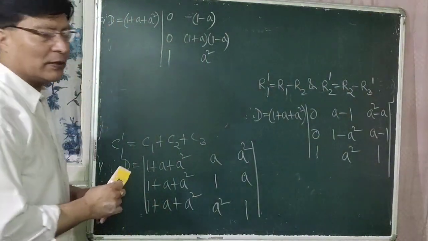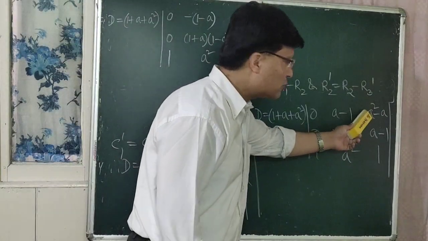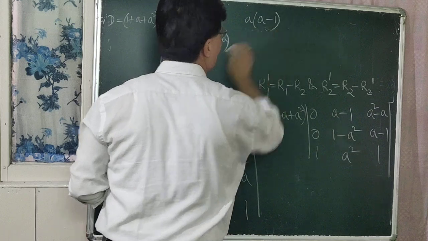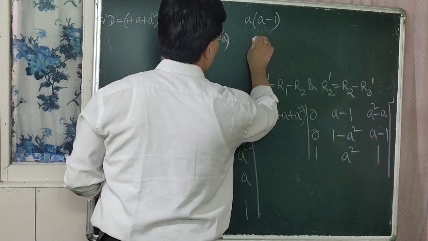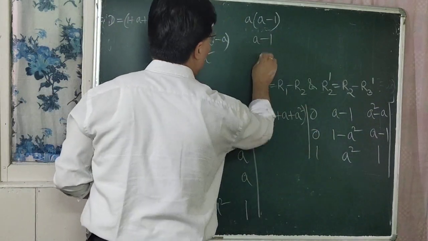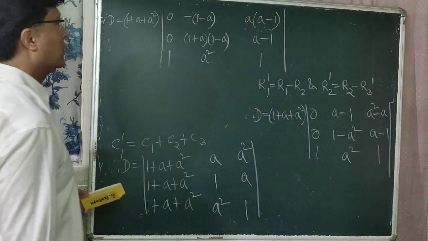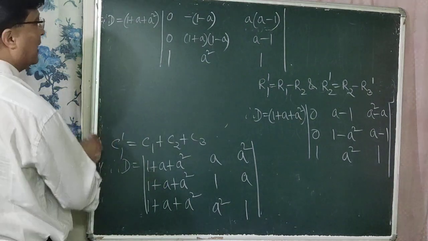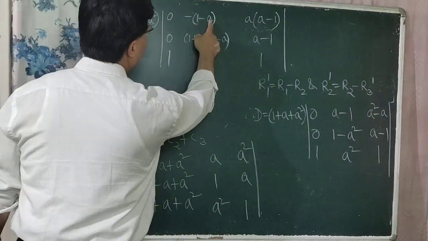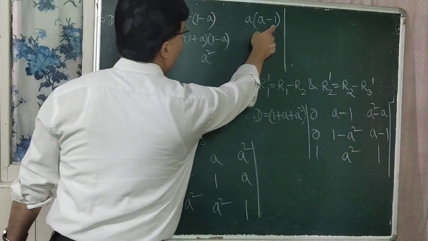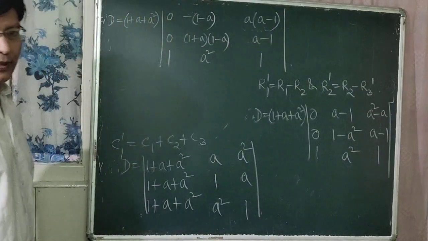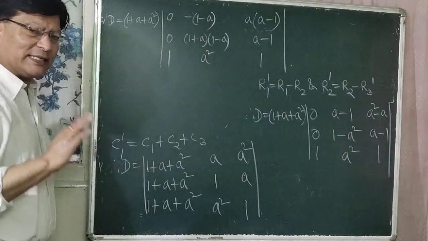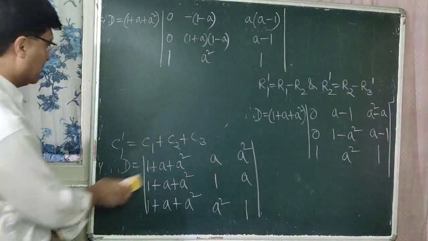Next, what is the third column now? A square minus A. A is common, so A is common within bracket A minus 1. Then write down A minus 1. Then write down 1. Is that right? Okay. Next, now here 1 minus A has come, we make this also 1 minus A by taking minus common. Or we can make it A minus 1, but if we don't change this one, we change only one of them. Okay.